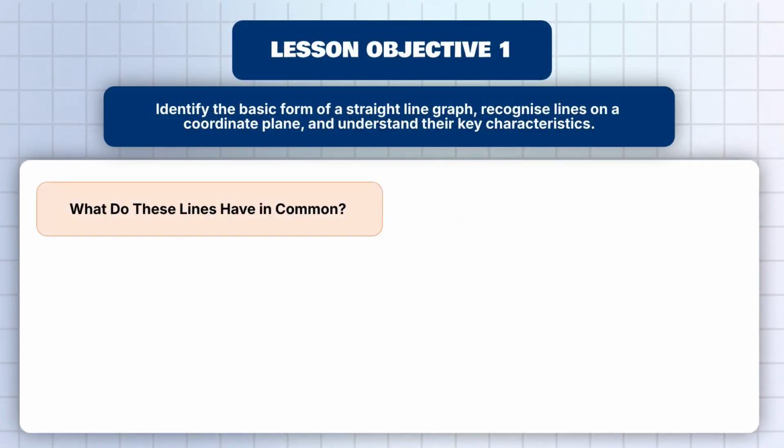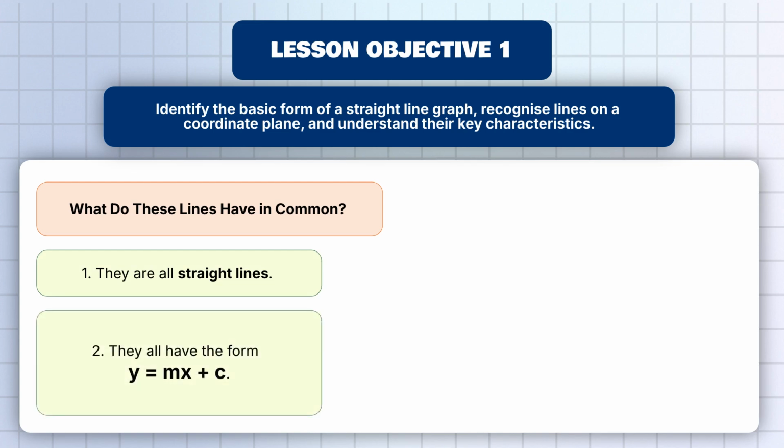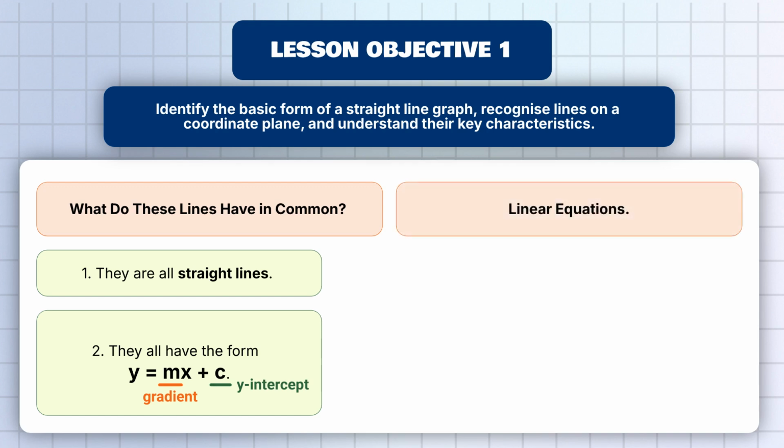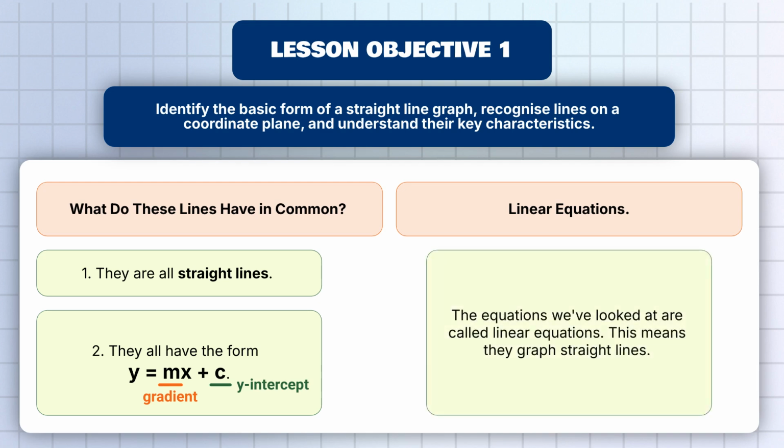Let's now begin to think about what these equations and their graphs have in common. For example, they are all straight lines. Furthermore, they all have the form y is equal to mx plus c. Here, m represents the slope or gradient of the line, and c represents the y-intercept, which is the point where the line crosses the y-axis. What we are talking about here are linear equations. This means they graph straight lines.